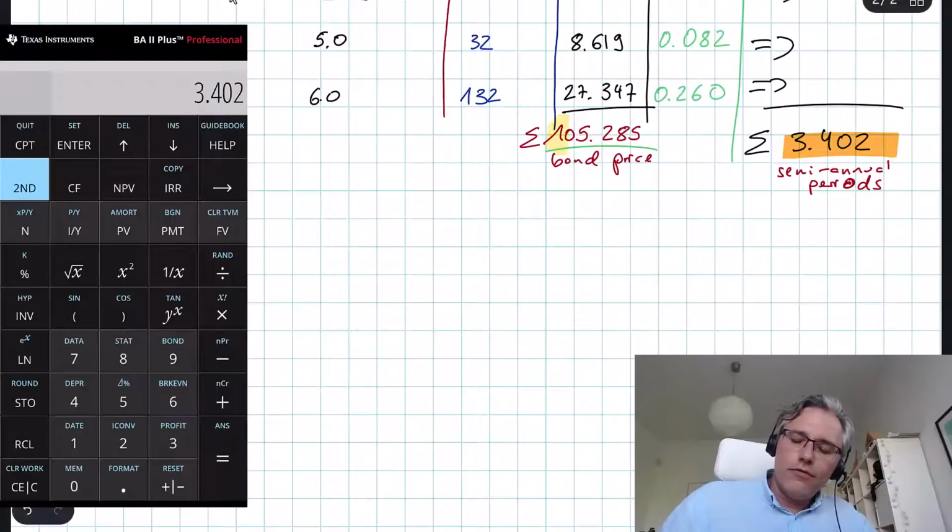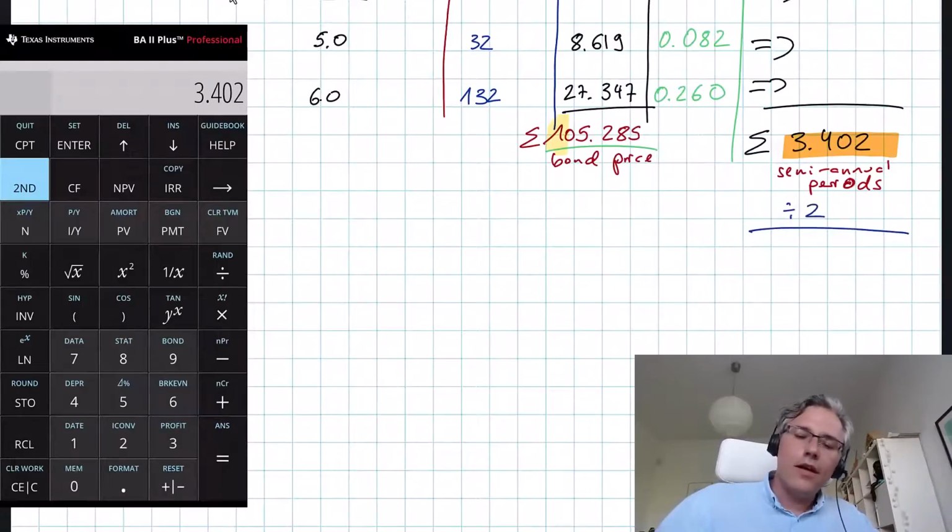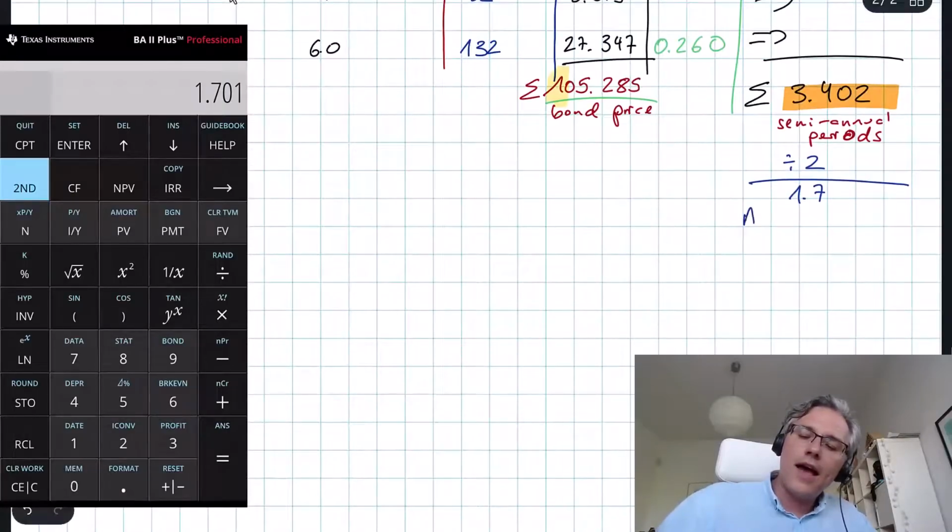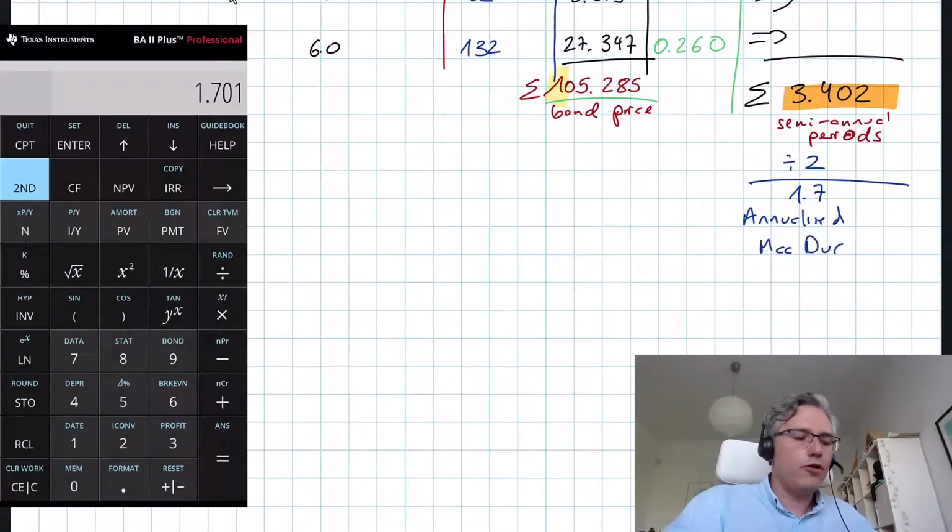In order to produce what we call annualized Macaulay duration, you just need to divide this by 2. And if you do, you get a result which is more or less 1.7, don't you? 1.7. And this is going to be your annualized Macaulay duration, which is pretty much what you'll always be asked about. Nobody quotes duration in any other way than annualized.